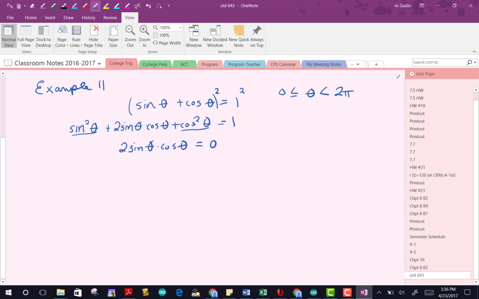But because we squared both sides of the equation, we might have created some solutions that don't work. So you want to go back and check each of these in the original equation, and when you do, you're going to find out that pi is not a solution and 3 pi over 2 is not a solution. And so theta is going to be equal to 0 and pi over 2.